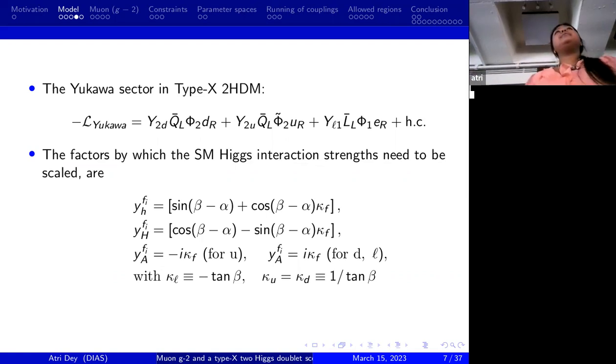As she did the alignment in which sine(beta minus alpha) is close to 1, the cosine(beta minus alpha) is close to 0. So the coupling of small h would be very close to 1, and the justification is that it must be very weakly off the standard one, because the second Higgs is playing very little role.